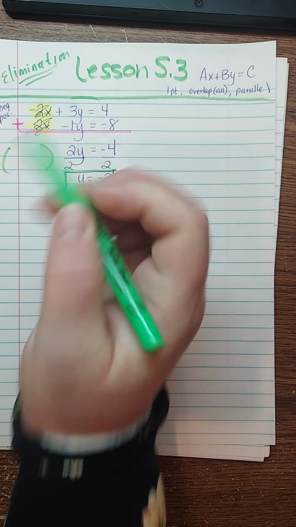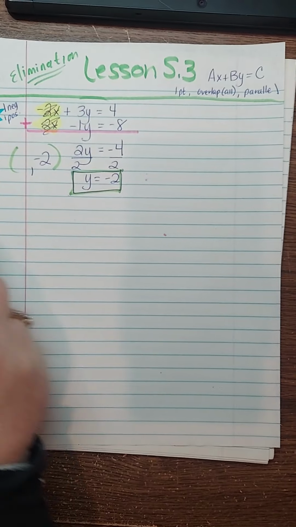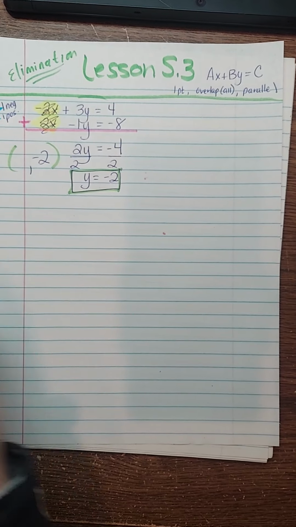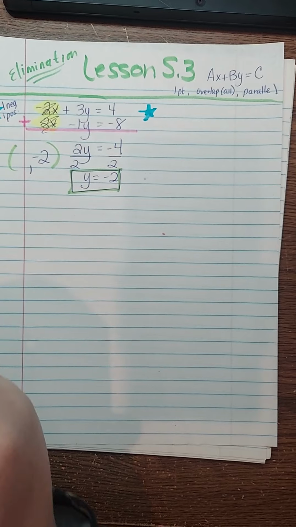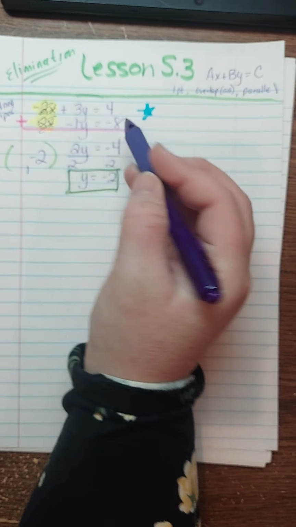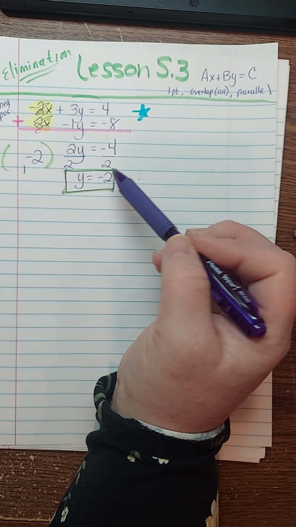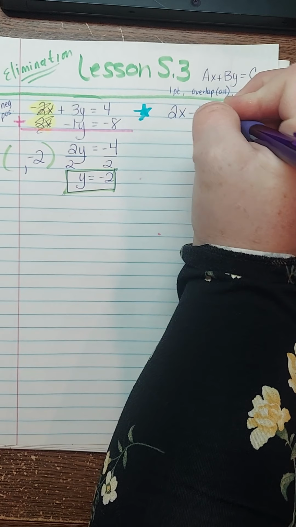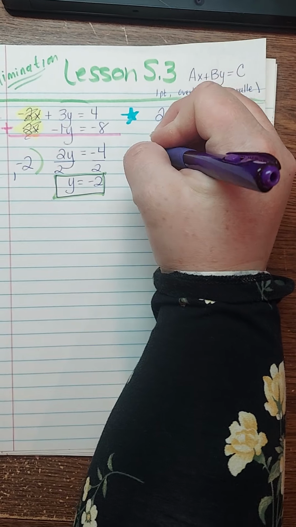So remember, I'm going to write my answers as ordered pairs. So I have the y, I just need the x. Well, we're going to take this and plug it into one of the original equations. So that would be another to-do list. One of our originals. Well, I'm going to plug it into this one. So I'm going to rewrite my original equation, and then I'm going to plug in what y is.